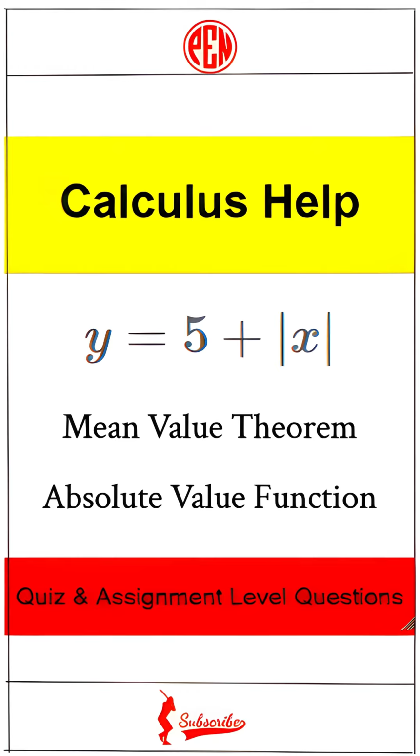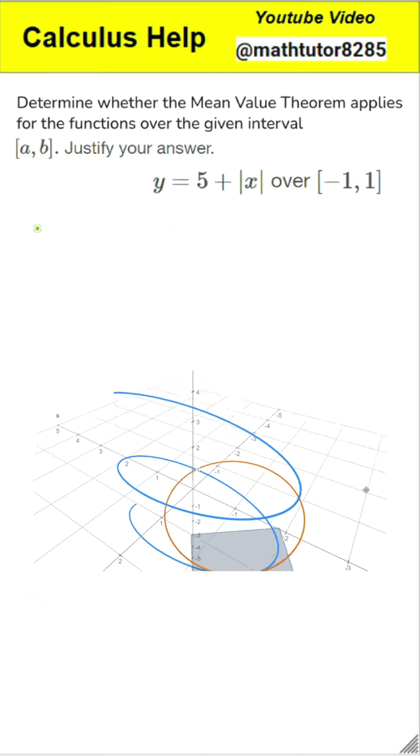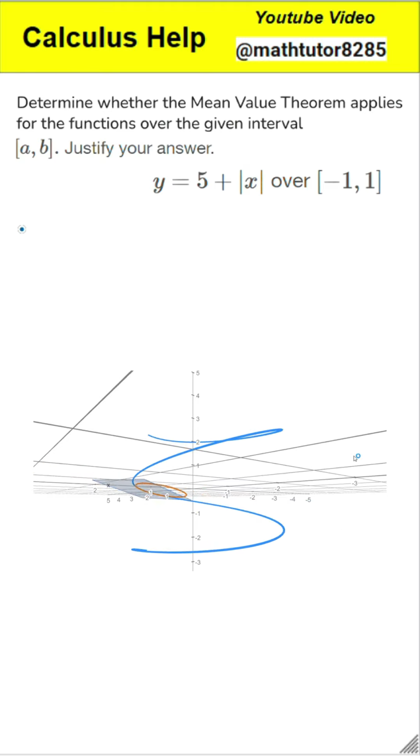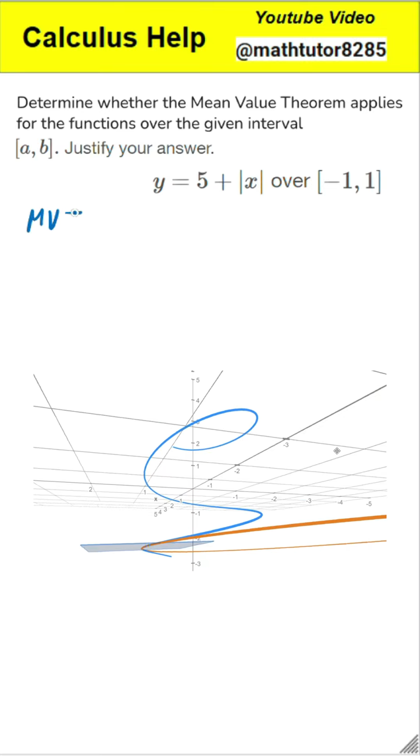This new question is to determine if the mean value theorem applies to a given function over a specific interval. Determine whether the mean value theorem applies to the function y equals 5 plus the absolute value of x on the interval from -1 to +1. Justify your answer. First step is to recall the conditions for the mean value theorem.